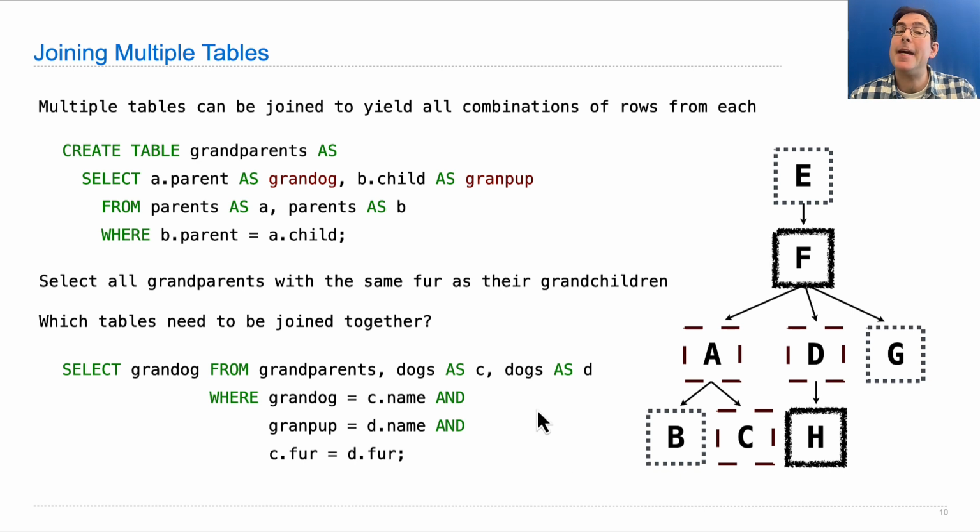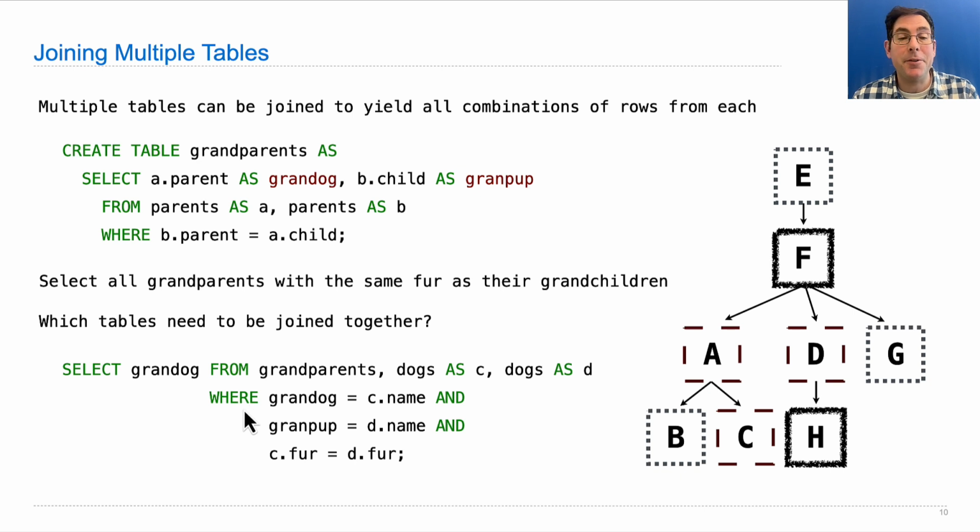This is a great time for you to walk through the steps of how this query works on your own by loading up the parents' table and the dog's table, building the grandparents' table, and then performing this join without the where clause to see all the combinations. Then apply the where clause to see how you filter those combinations to just the rows that you care about.